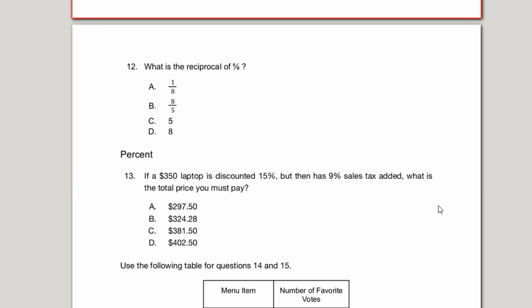Question 12 says, what is the reciprocal of 5/8? And this is very straightforward from what we just talked about. The reciprocal, we're just going to swap the numerator with the denominator, and we get 8/5. We're just going to swap those out, and we get B, 8/5.